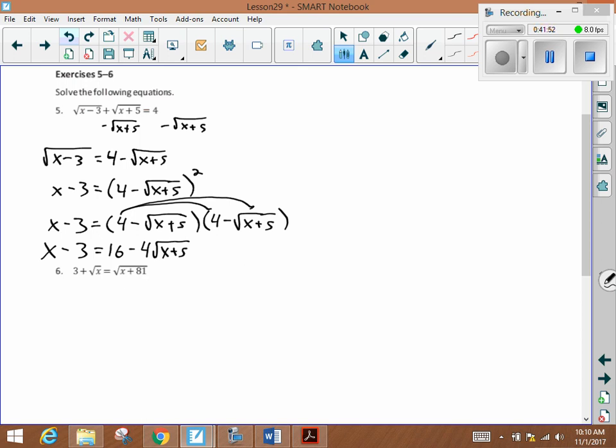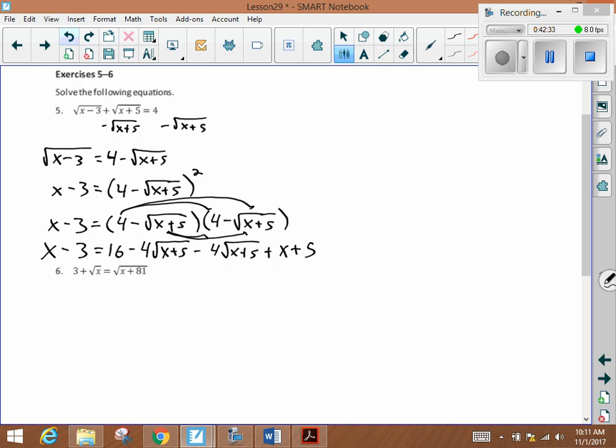So let's go ahead and multiply that. So it's going to be a negative 4 root x plus 5. And then the last thing is negative root x plus 5 times negative root x plus 5, which is going to be plus x plus 5, right? It's going to take the radical away, because negative root x plus 5 times negative root x plus 5 is the same thing as negative root x plus 5 squared. And when I square my square root, it makes the square root go away. So just remember, square root times square root makes the square root go away.